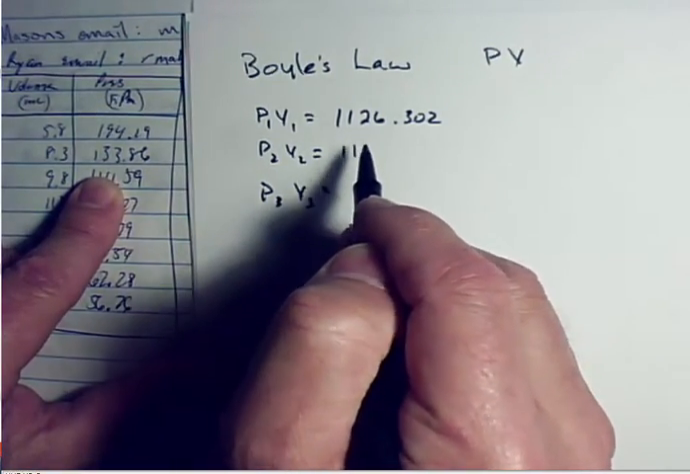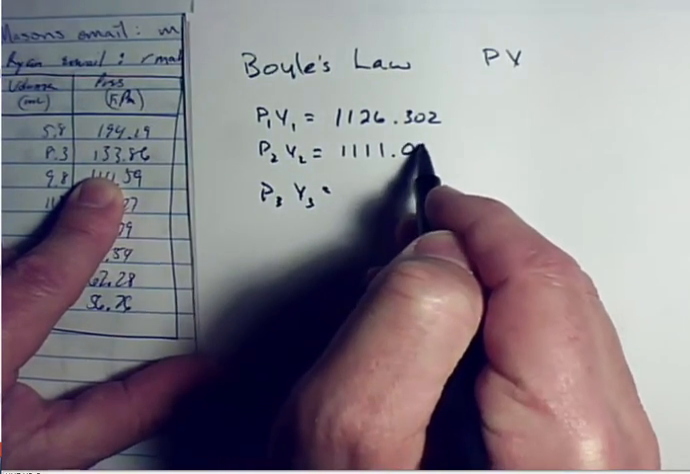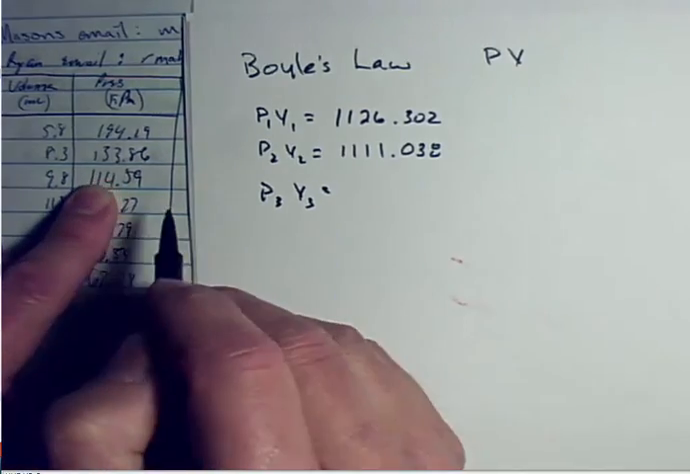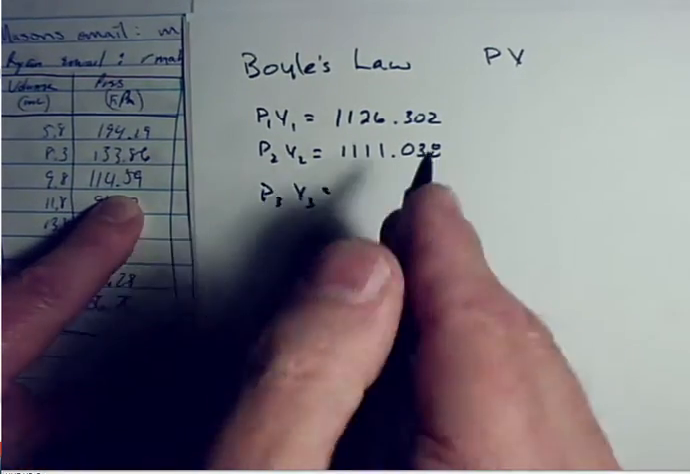100. Let's say that again. 1111. Okay. 0.038. Okay, and the third one is 9.8 times 114.59, which is 1152.98.